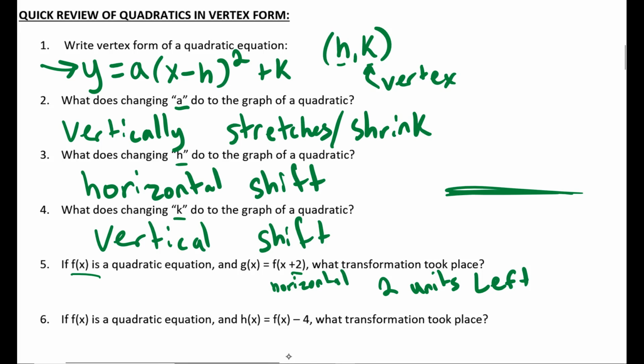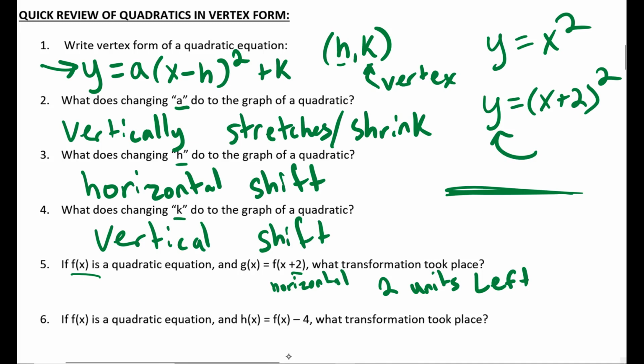So when the change is in the parentheses and it's changing the x, it's the opposite of what you would think. And if you're not sure, take a look at the graph of y equals x squared compared to y equals x plus 2 squared, and you'll see that the second one is moved 2 units left.